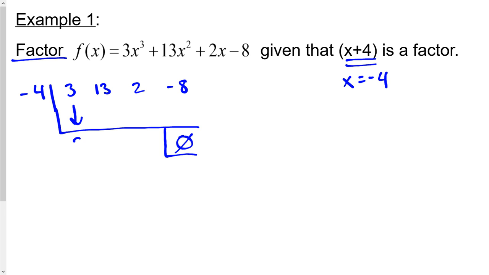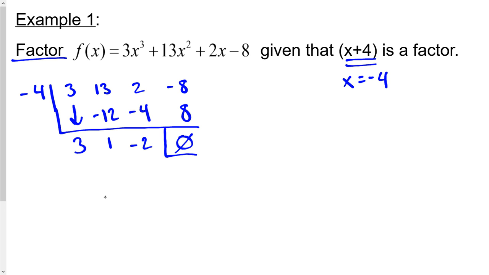So take the 3 and copy it down. Negative 4 times 3 is negative 12. 13 minus 12 is 1. Negative 4 times 1 is negative 4. 2 minus 4 is negative 2. And then negative 4 times negative 2 is positive 8. So I do, in fact, end up with a 0.